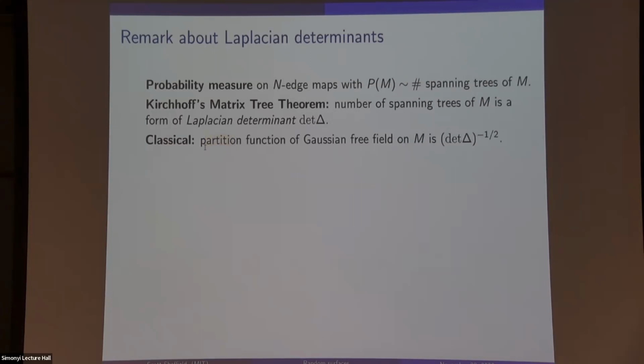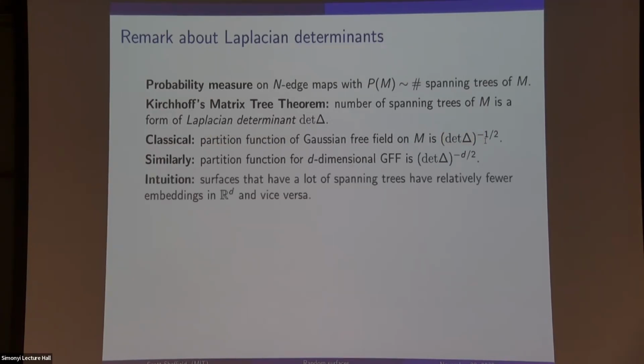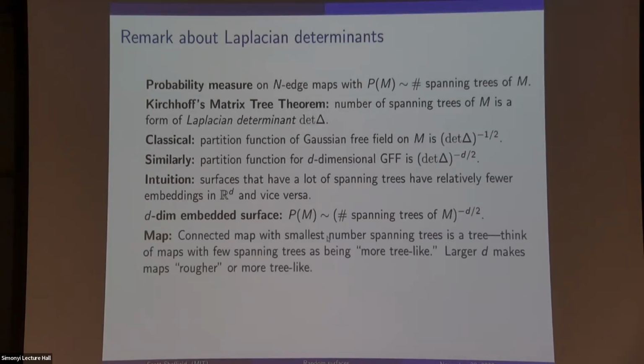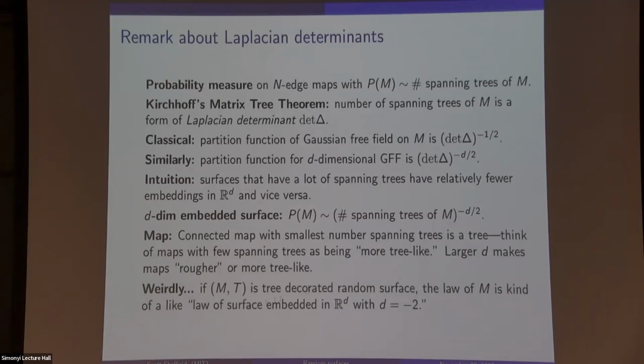So the partition function of a Gaussian free field on M is the same determinant, or det star if you prefer, to the -1/2 power, it turns out. And so this says that if you want to describe the number of ways of embedding a planar map in n-dimensional space, it's basically this determinant to the -n/2 power. And so somehow I could say, put it this way, a tree-weighted random surface is kind of like a random surface embedded in R^D with D equals -2. You're weighting by the number of real embeddings to the -2 power.